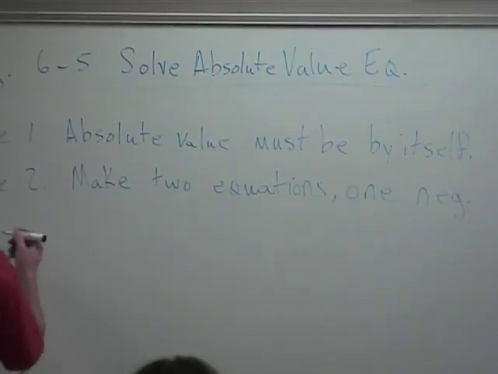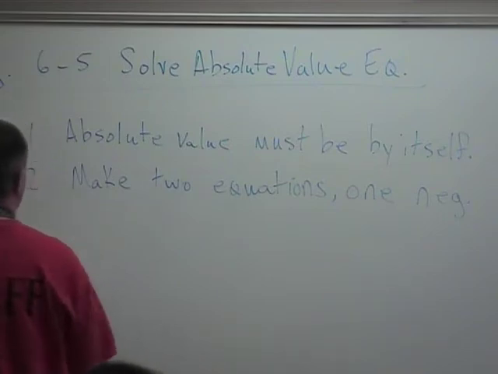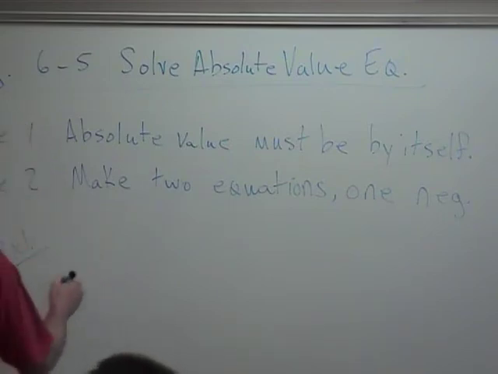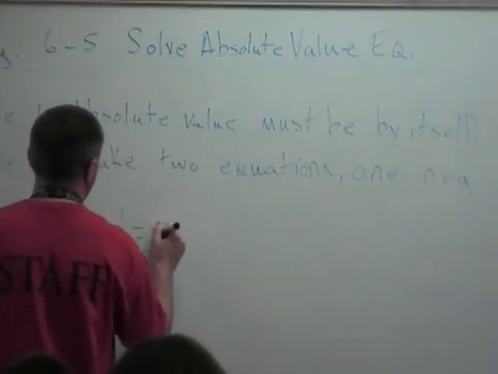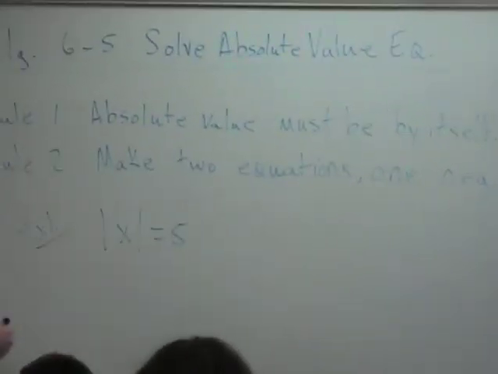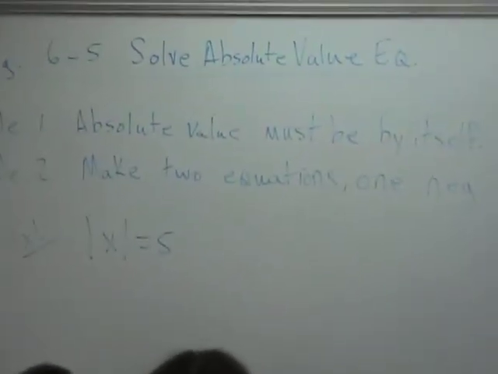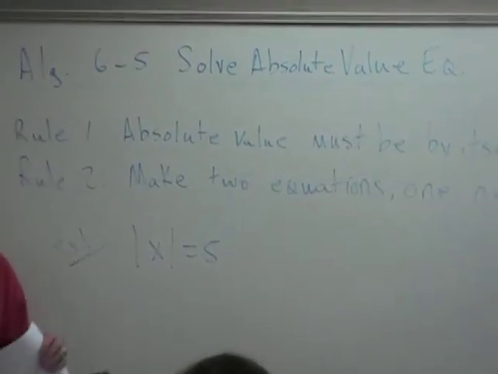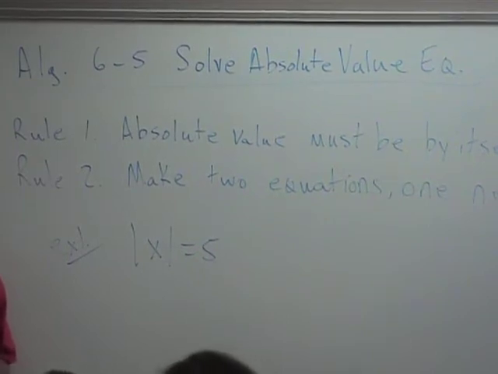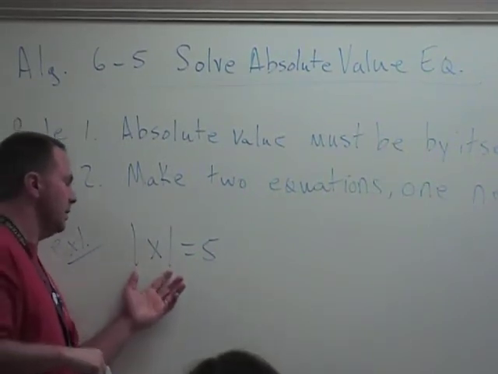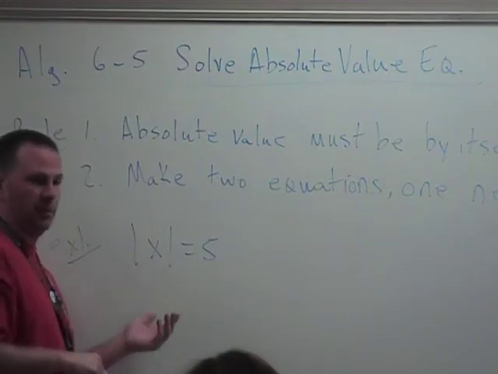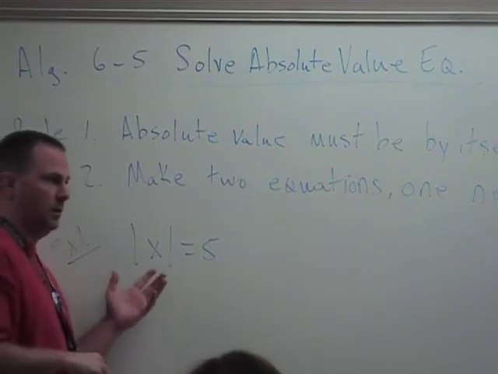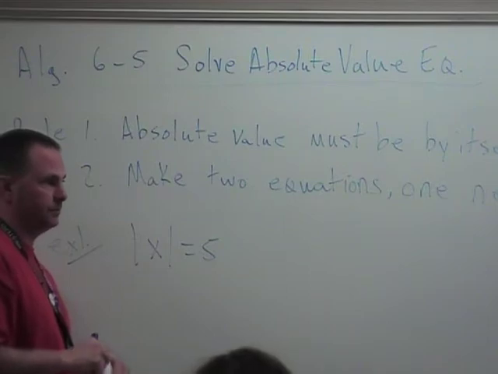Okay, example 1. What? I don't get rule number 2. You'll get it here in a minute. The absolute value of x equals 5. So, basic absolute value equation. Absolute value means the distance away from 0, or from something. So, this absolute value equals 5. It's 5 units away from this. So, what does x need to be?